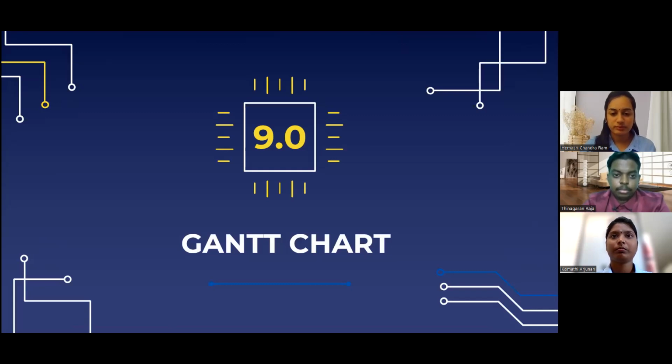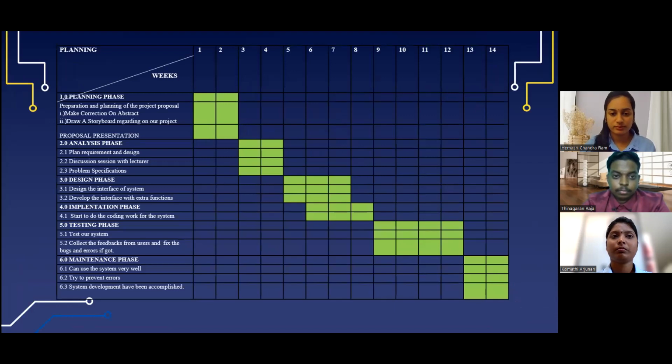Thank you, Hema. Next is our project's Gantt chart. Our project's Gantt chart looks like this. We keep our planning and the weeks needed to finish our project apart. We chose a 14-week execution schedule for this project. We chose to carry out our project in 6 planning phases.